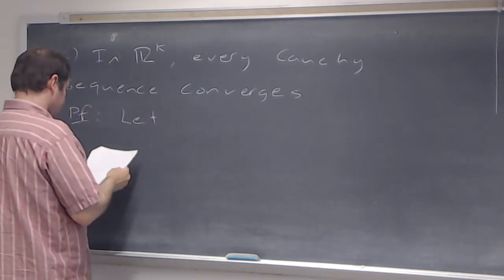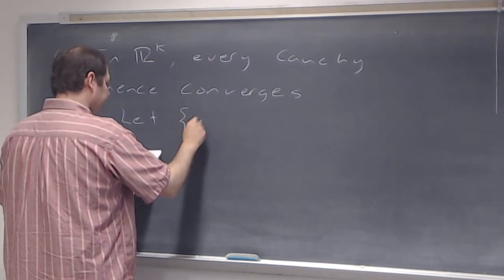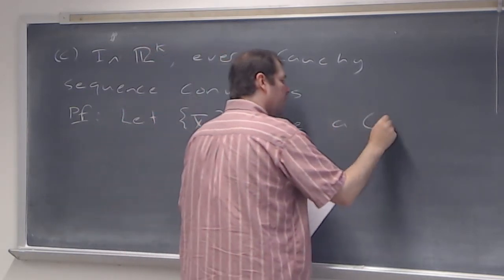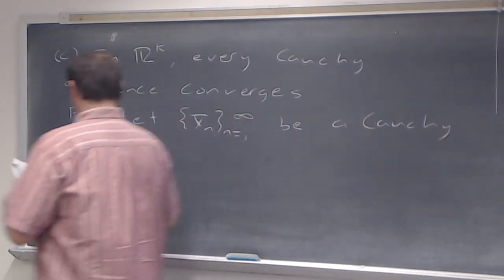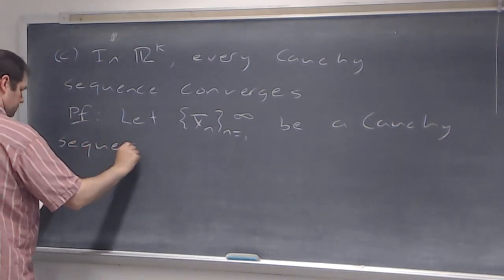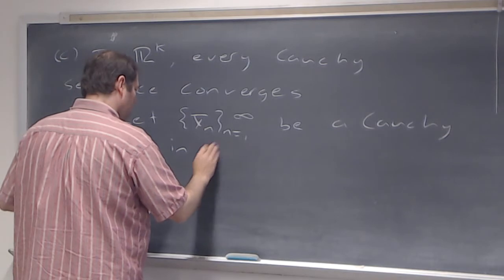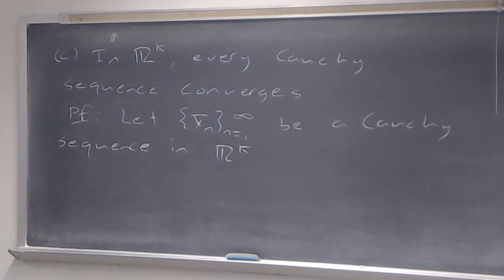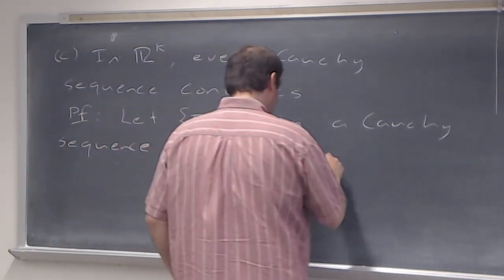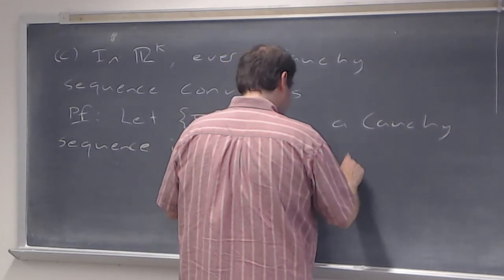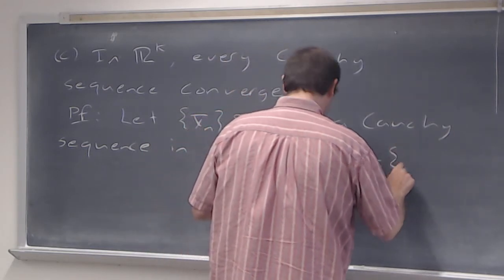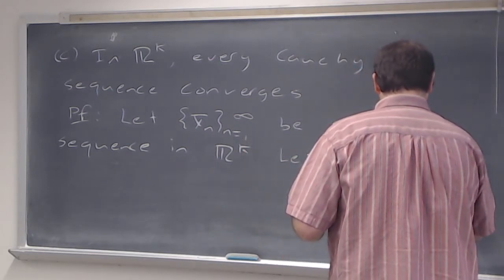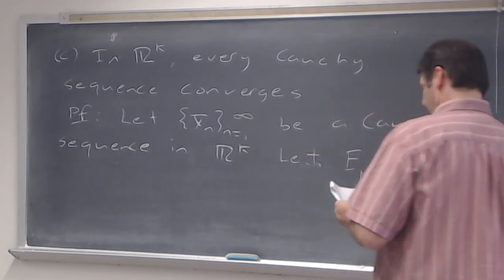We're going to let x sub n bar be a Cauchy sequence in R sub k. Then, as a construction that we had before, we're going to let E sub n be equal to x bar sub n, x bar sub n plus 1, and so forth forever.